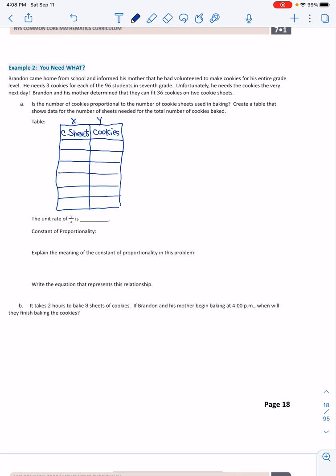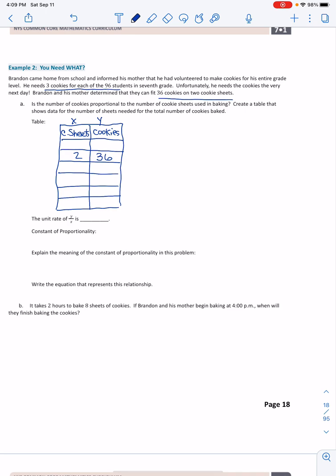I may not use them all, but I'm going to put them there. So the first thing I'm going to look at is I know I can put 36 cookies on 2 cookie sheets. And I'm going to put that on the second line because the first line I'm going to use for my unit rate.